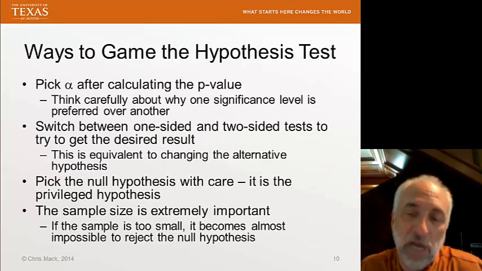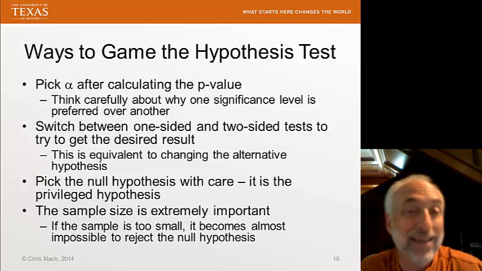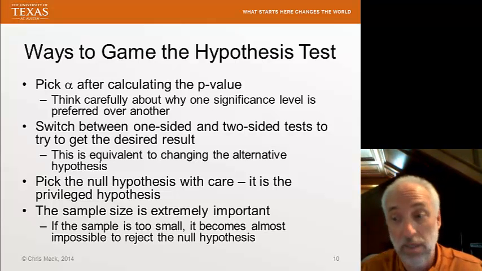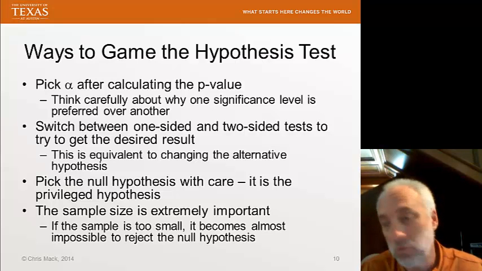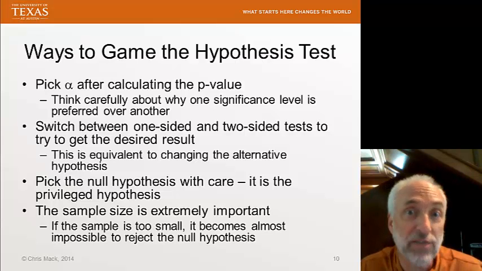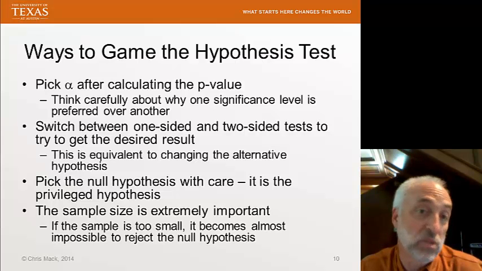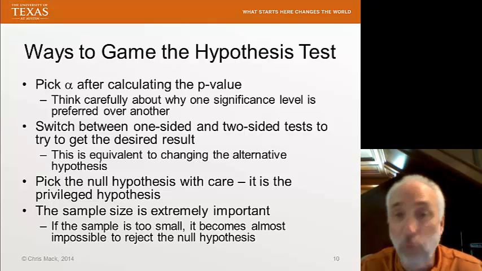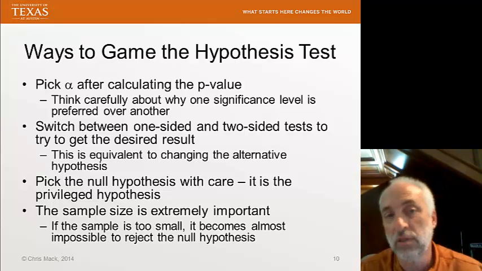Now, hypothesis tests can and often are abused by scientists, by non-scientists, by people in business who want to pretend that the data says something that it doesn't. There's lots of ways to game a hypothesis test. Here are some ways. One, pick the significance level after you've calculated the p-value. This is a big no-no. You should always pick the significance level before you've begun doing your test.